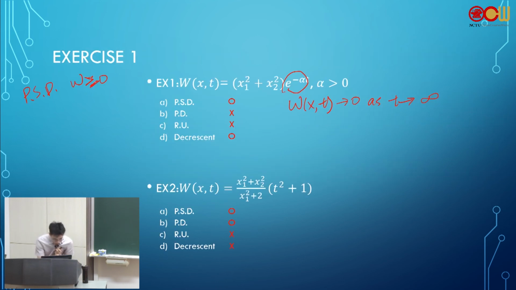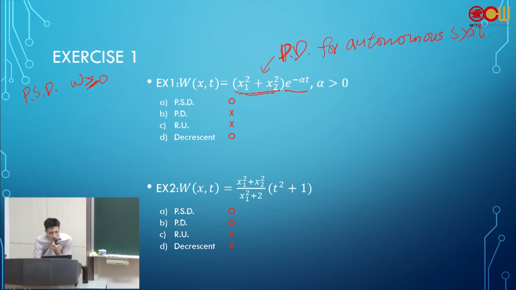And how about PD? There's an equal sign here, and it's equal to 0 no matter what x1, x2 are as t goes to infinity. You can check this by dividing it into two procedures: one is to check this part, another is to check the second part. The first part is PD for autonomous systems. And when you multiply by this part, it can go to 0 as t goes to infinity. So it's PSD, and it's not PD.